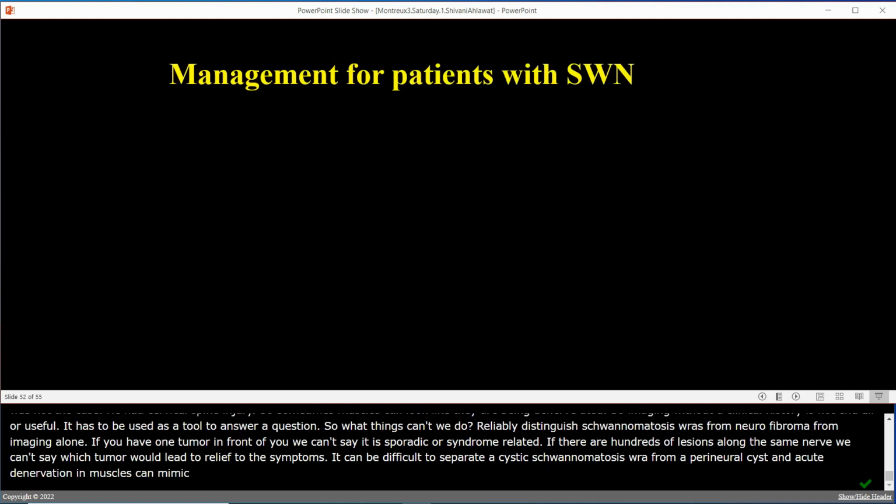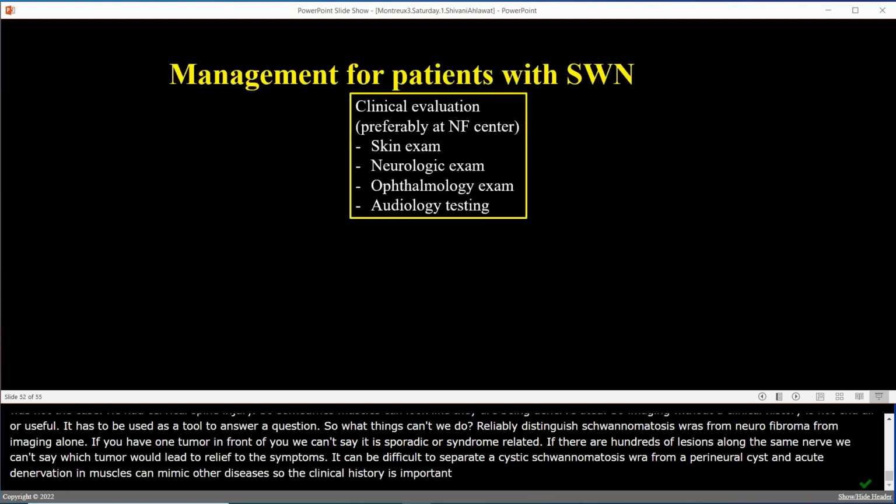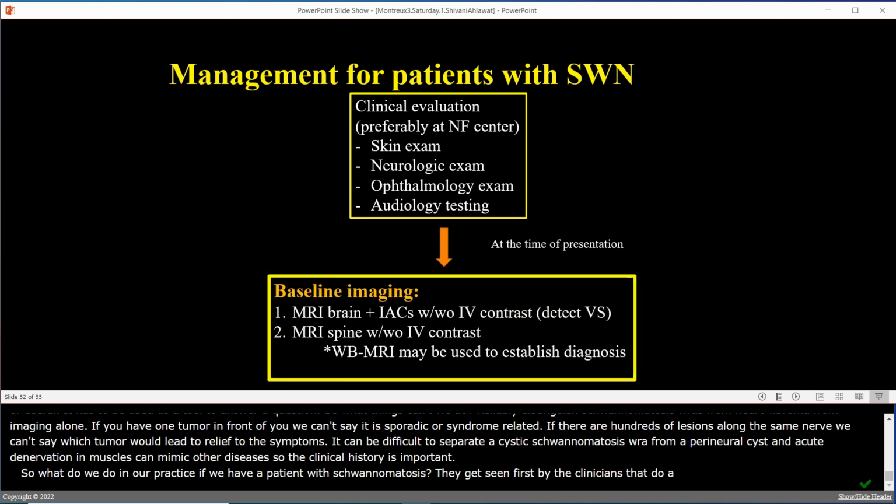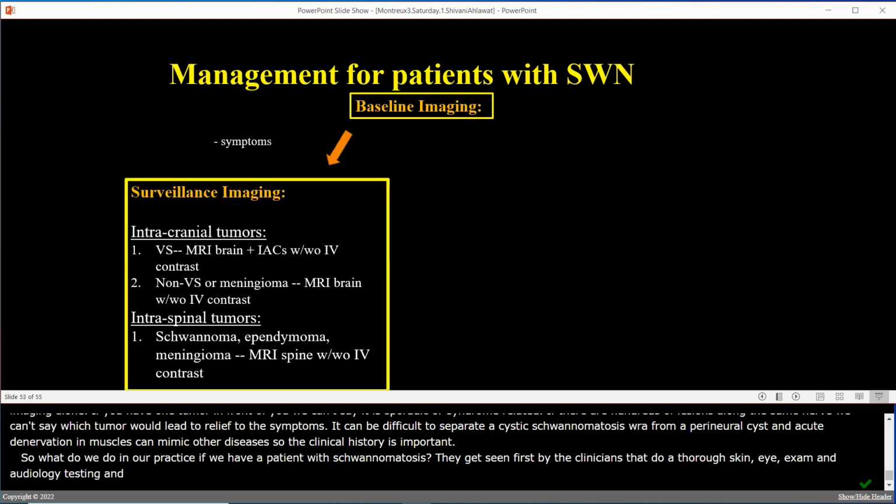So what do we do in our practice? If we have a patient with schwannomatosis, they get seen first by the clinicians who do a thorough exam, skin exam, neurologic exam, eye exam, audiology testing, and then they get some baseline imaging. And then after baseline, if there are no symptoms, they get surveillance imaging, and the protocol can vary based on the tumor we're trying to follow.